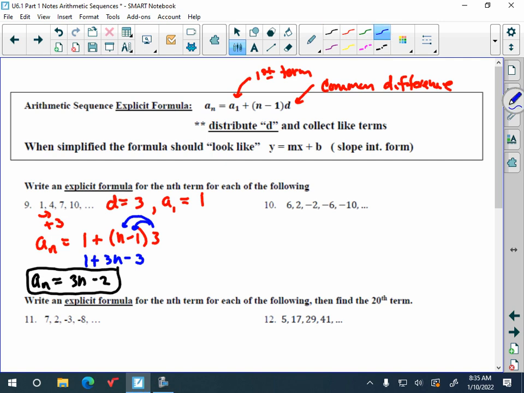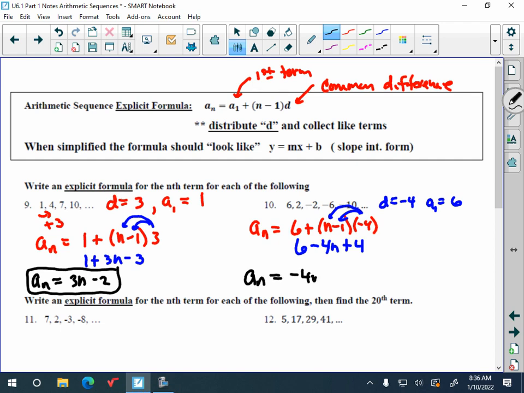All right, so the a_1 term we can see is 6, and the common difference, the d value, we're subtracting 4. So we'll substitute those two numbers in. So a_n equals 6 plus (n minus 1) times -4. And we're going to distribute the -4 to the n. So 6 minus 4n plus 4. And then just combine like terms. -4n plus 10.